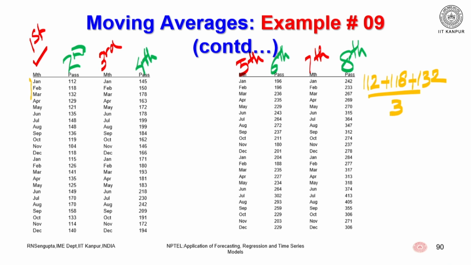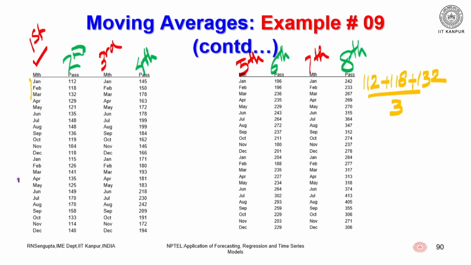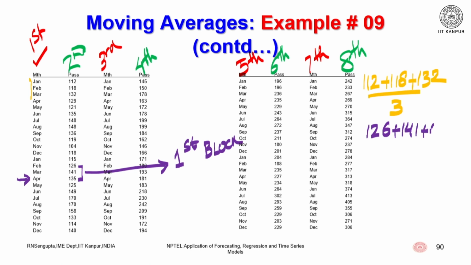Now, if I want to find the 3-month moving average considering 3 number of times, let us consider the data set such that it is, say for example, April, and I will highlight it accordingly here, and the data is 135. Now, if I consider the 3-month, the first block would basically be considering 126, 141 and 135. So, the first block I will denote as 1, and the values will be 126 plus 141 plus 135.